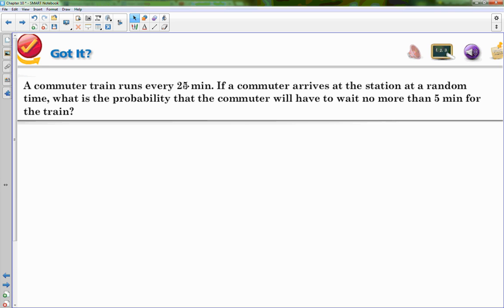All right, here is that same problem, just to make sure that it makes sense. So a commuter train runs every 25 minutes. If a commuter arrives at the station at a random time, what is the probability that the commuter will have to wait no more than 5 minutes? So if we take our line segment, we break it up.